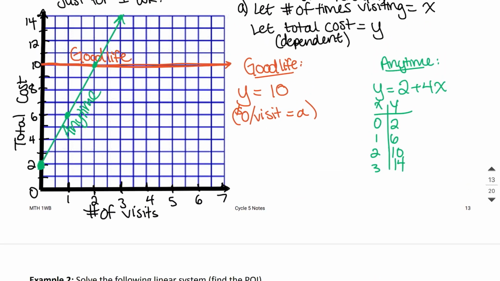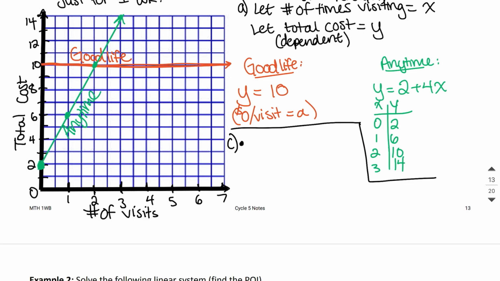Okay, so now question B said to graph both lines. Then part C says to determine the conditions under which you should select each gym, and it says that there are 3 conditions. So let's talk about what these 3 conditions are. If you notice right here, they end up being the same price at 2 visits, and the same price is $10. So I want you to fill in these blanks that I'm going to set up for you right here, and then I want you to bring it to class, and then we'll take it up next time we see you in class.